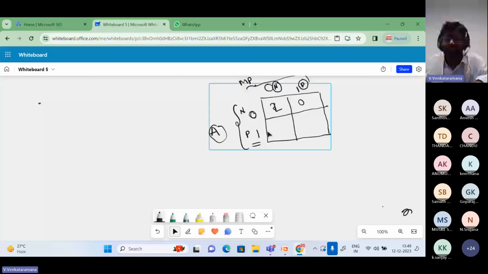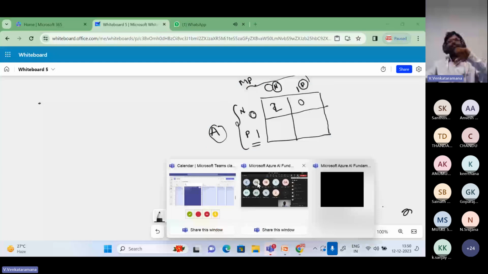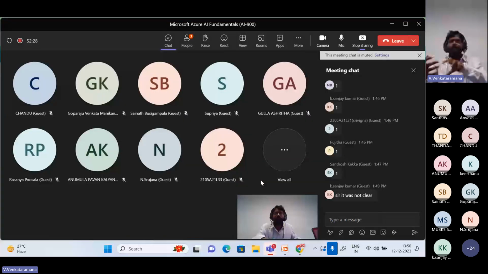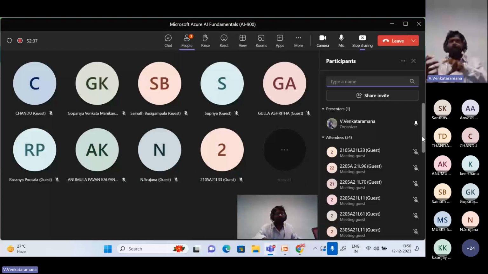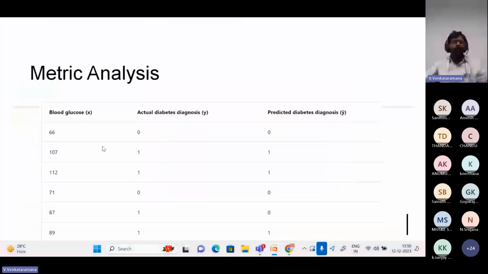I want to build one machine learning model. The purpose of that model is to detect whether a person is diabetic or not, based on the glucose level in his or her blood. I have some samples. When the blood sugar is 66, he's not a diabetic person. One diabetic patient has blood sugar 107. Another diabetic person has a blood sugar level of 112. Like that, the samples show whether he's actually diabetic or not.